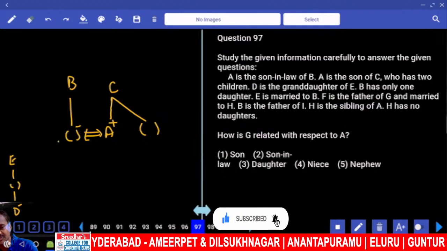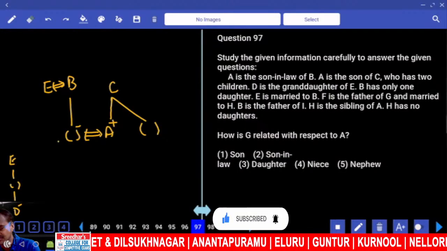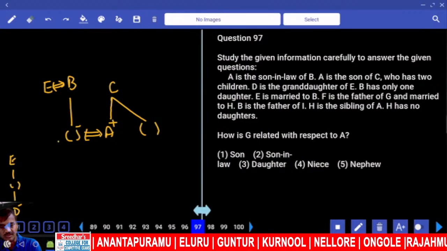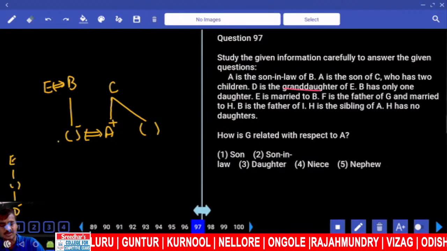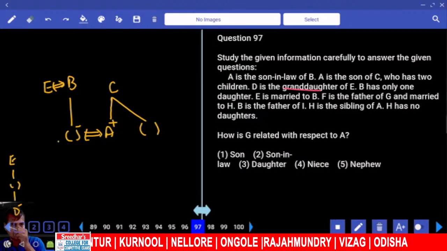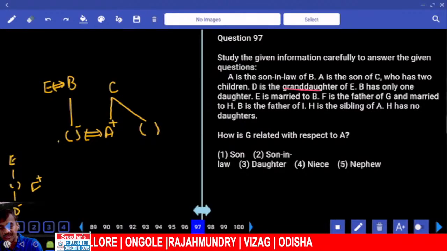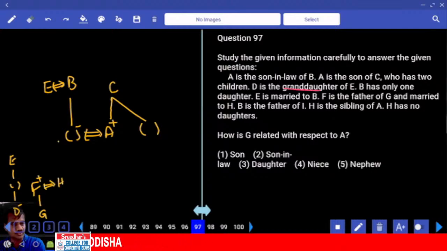Now which two persons are married? E and B are married to each other. As E and B are married to each other, any gender here? D is the granddaughter of E. Then F is the father of G. F is the father of whom? G. And married to H. F is married to H. F and H are married to each other.